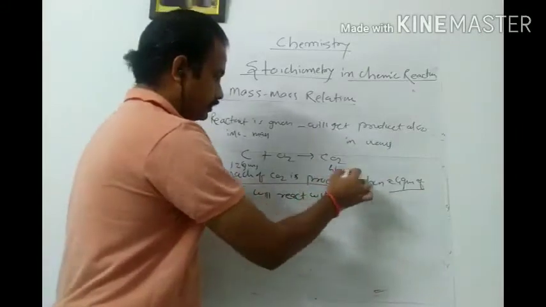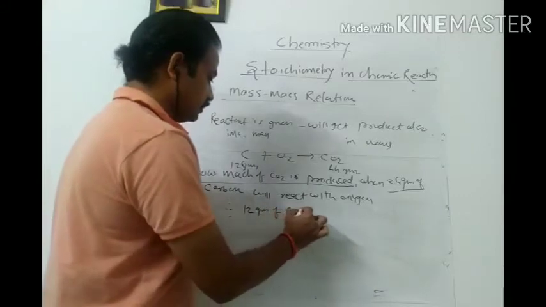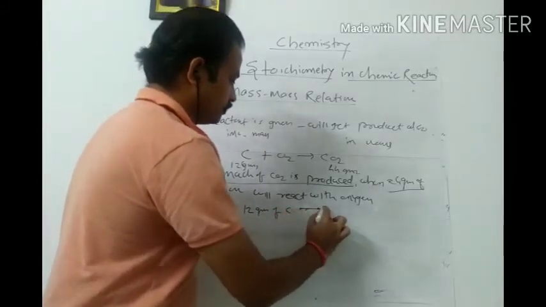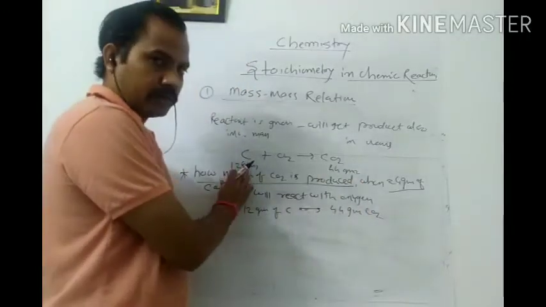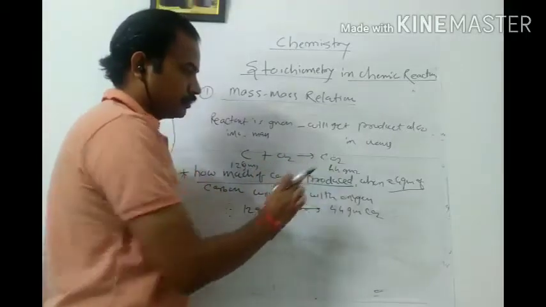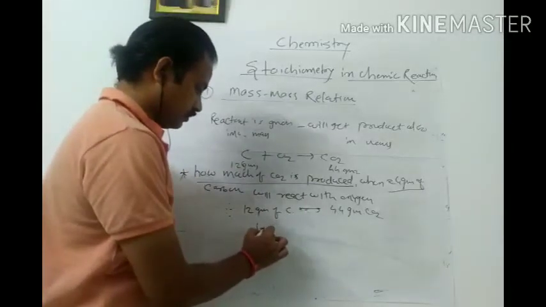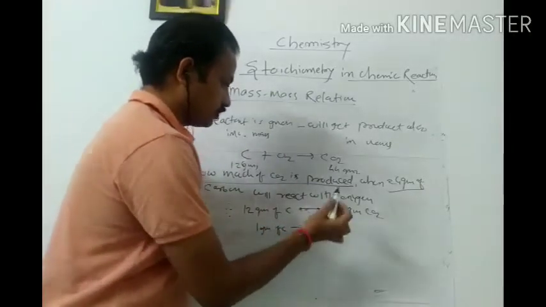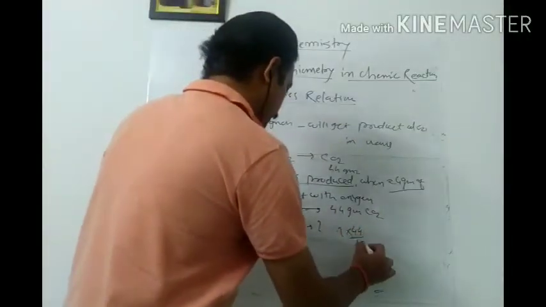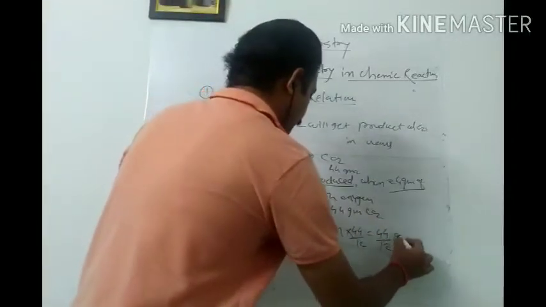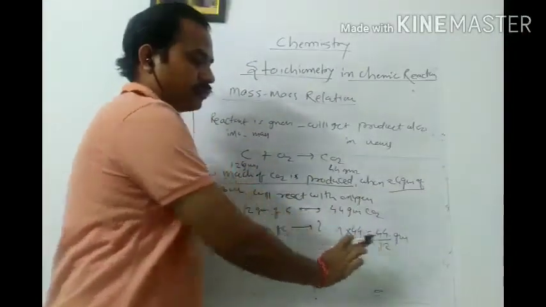Therefore I can write here, if 12 gram of carbon gives me 44 gram of CO2, isn't it? 12 gram of carbon when reacted with oxygen, I will get 44 gram of CO2. Now what about 1 gram? When 1 gram of carbon reacts, how much CO2 will I get? Simply I can write 1 into 44 by 12, or 44 by 12 gram. Means 1 gram of carbon when reacting with oxygen gives 44 divided by 12 amount of CO2.